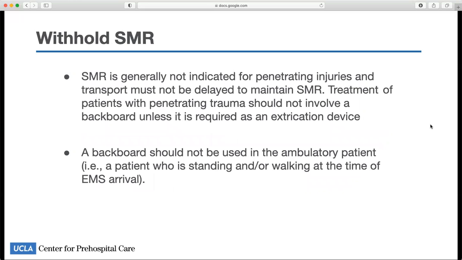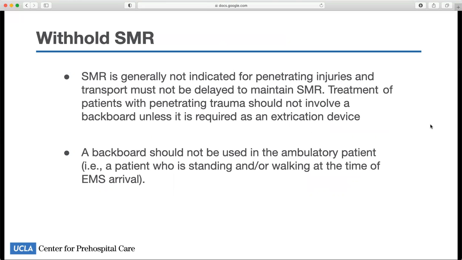Remember, there are times when you are not required to do spinal motion restriction, and this includes patients suffering from penetrating injuries and patients who are ambulatory on scene. Patients who are ambulatory on scene may have a cervical collar applied and may be secured supine on the ambulance gurney.